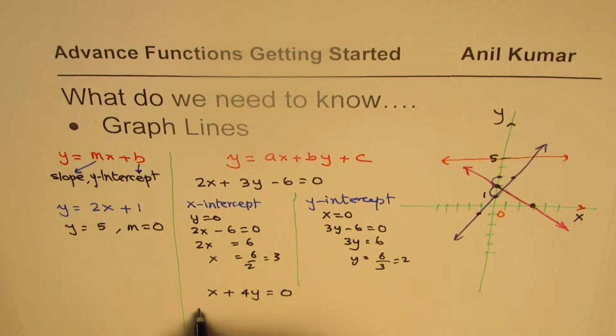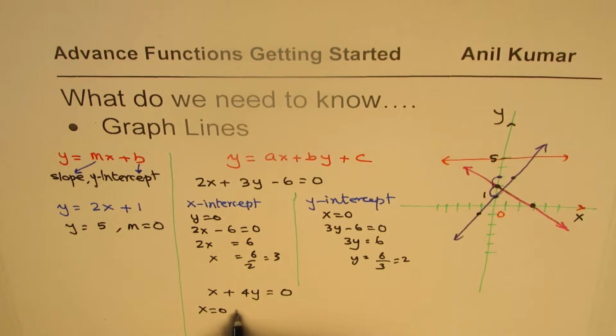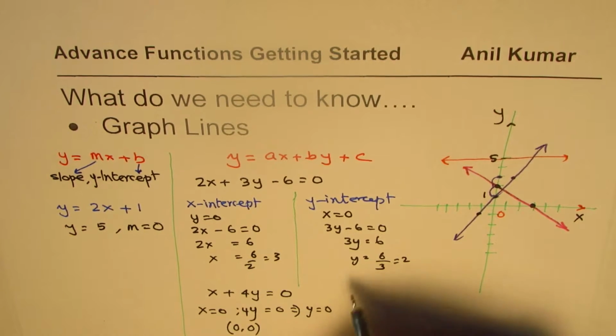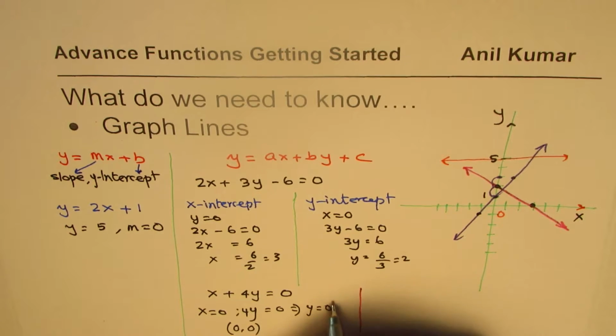Do you see that? So if I put x equals 0, what do I get? I get 4 times y equals 0, or this gives us y equals 0. The line goes through origin. Now how will I sketch this line? That is very interesting. Now to sketch this line, a good idea is to take a few points on the line.